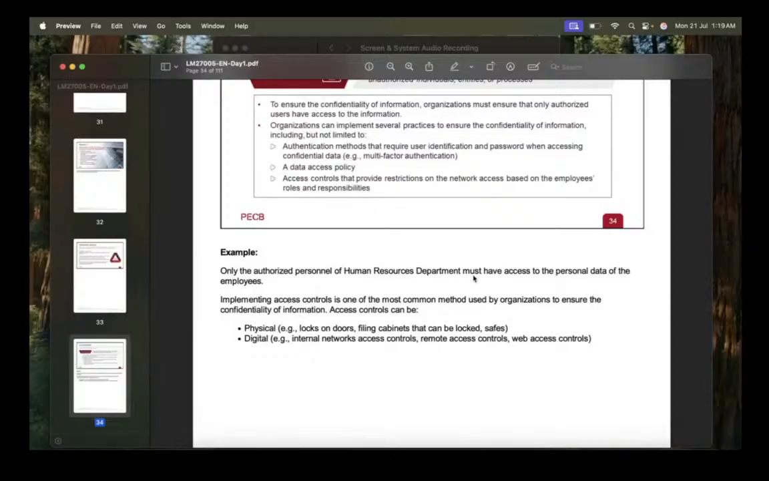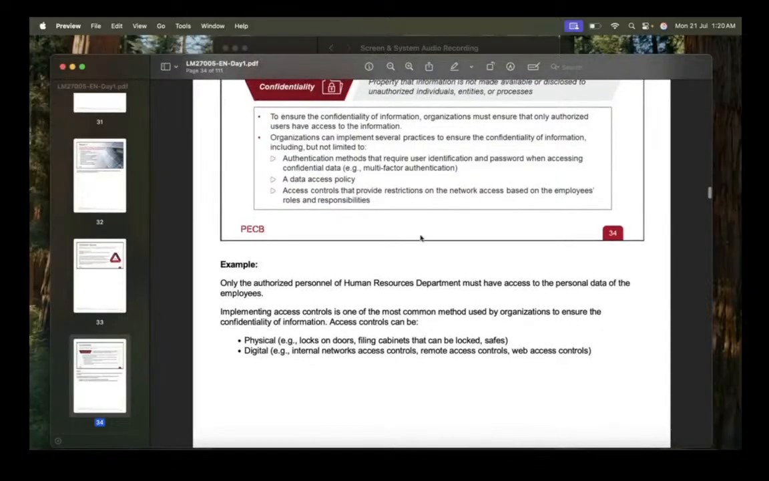Some remote access control. Then there is the web access control. So these are the two types of access control that are important. Here we understood confidentiality by this example: how the HR department must have access to personal data of the employees, and how only some authorized personnel should have that access. Every organization should follow this, and most organizations do. That is where confidentiality comes into the picture.